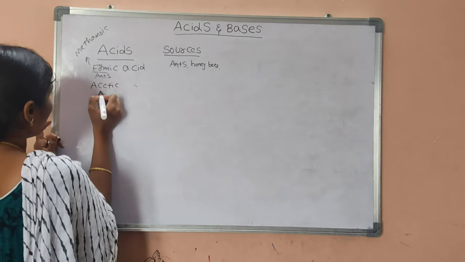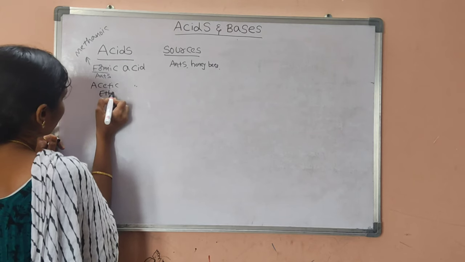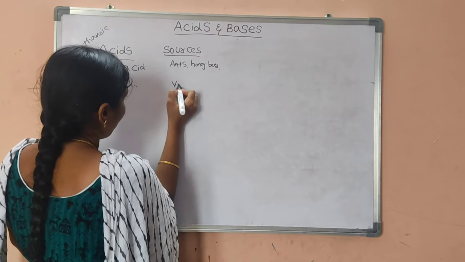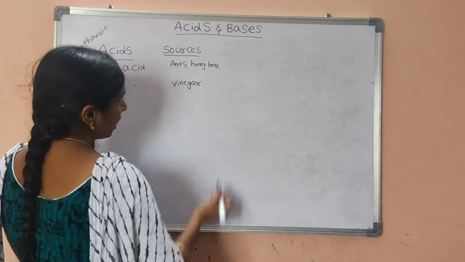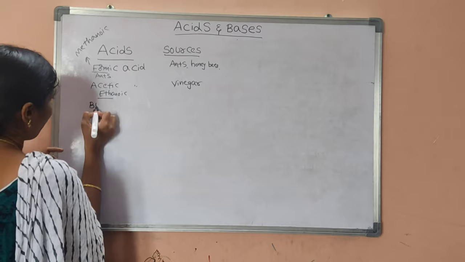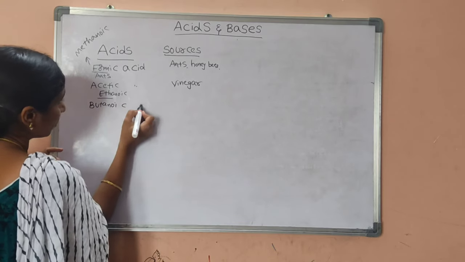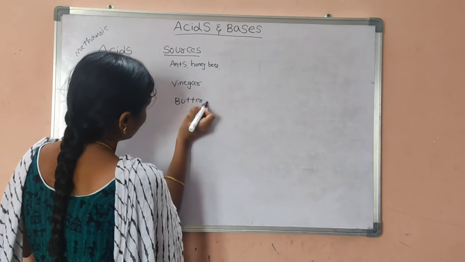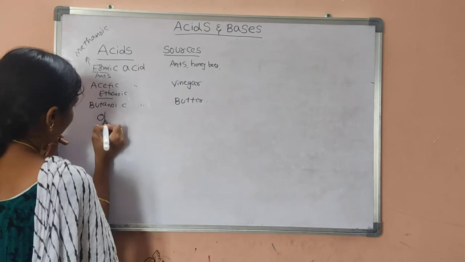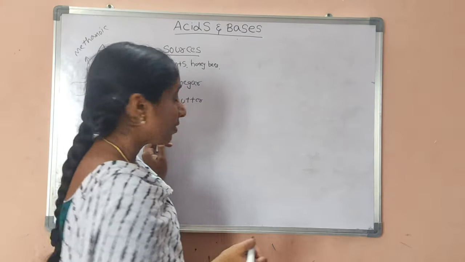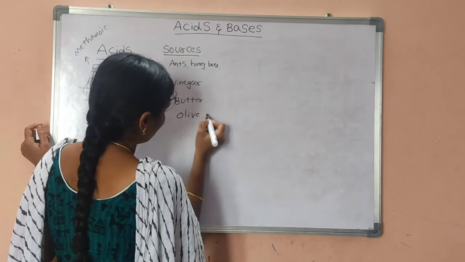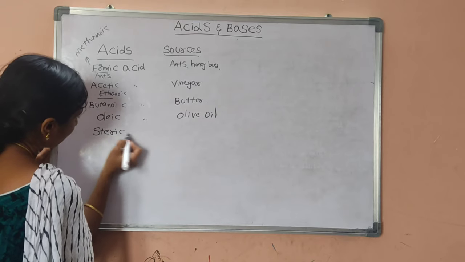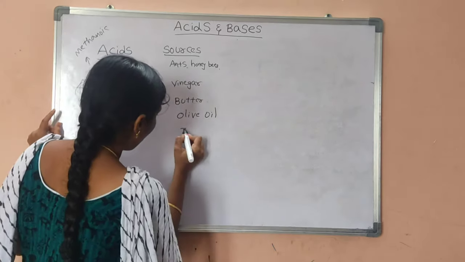Acetic acid, also known as ethanoic acid. It is present in the vinegar. Next, butanoic acid. Butanoic acid is present in butter. Next acid is oleic acid. Oleic acid is present in the olive oil. Next, stearic acid. Stearic acid is present in fats.